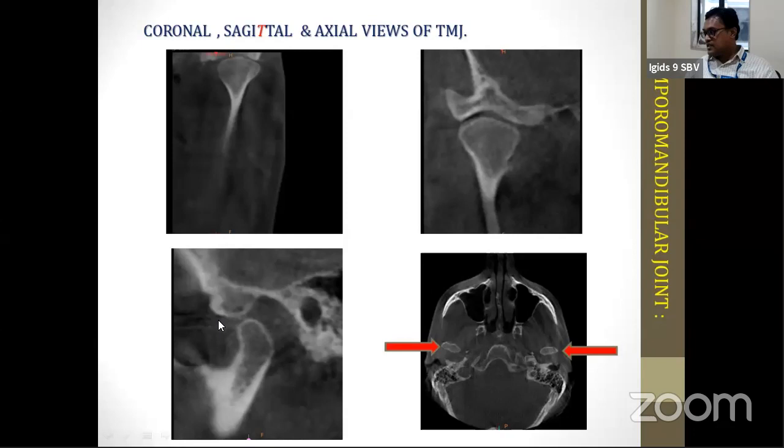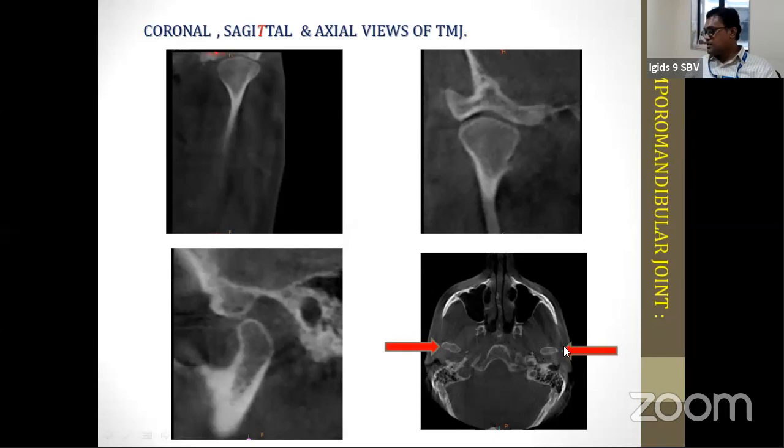Now this is a sagittal section of your TMJ. Take a look at the condyle here. This is your articular eminence, and this is your glenoid fossa. This is your external auditory meatus right here. So you can understand the relationship of your condyle to your glenoid fossa and the anterior extent of the condyle. Likewise, this is an axial section, and you are able to see the condyles from the top.